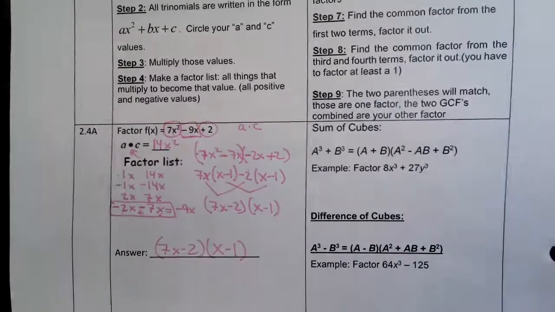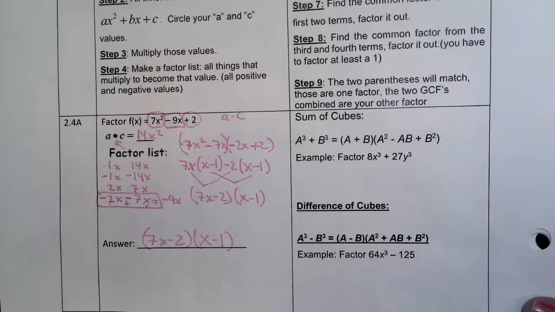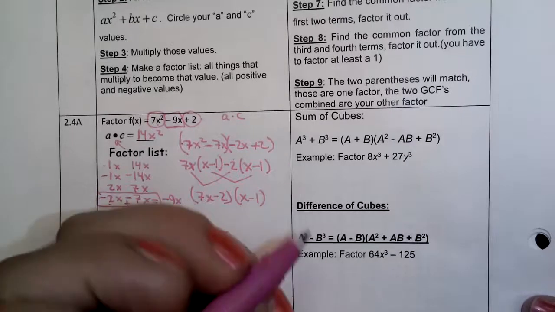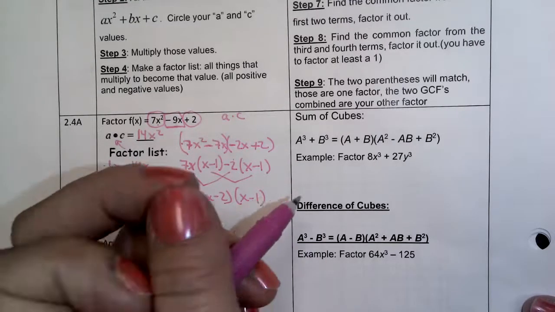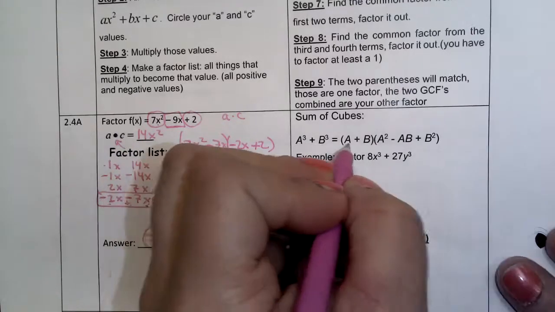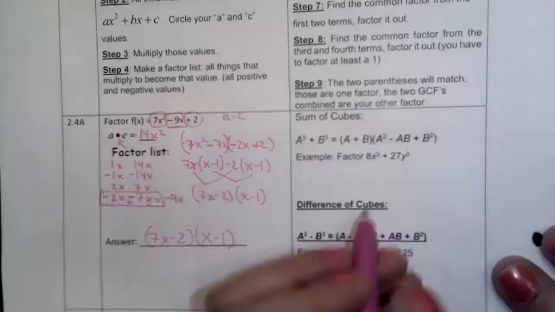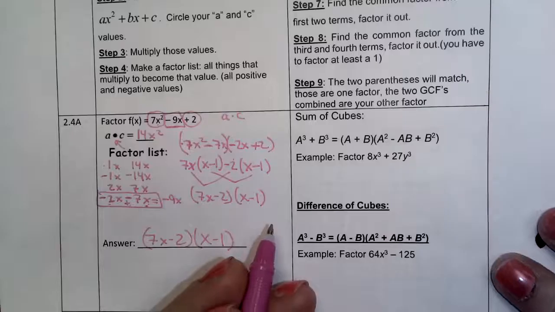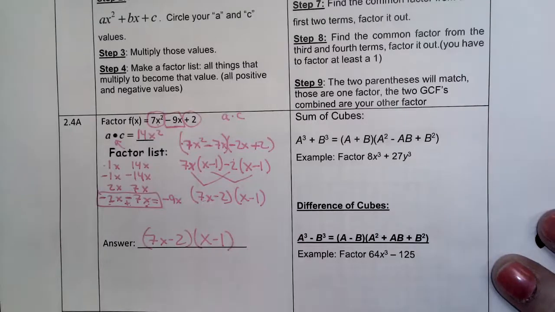So sum of cubes and difference of cubes, you need to memorize these formulas also. Pretty similar to the difference of squares, except whereas we have an a cubed and a b cubed, and we have to find an a and a b. But then the formulas are a little bit different. So make sure that you write these down and memorize them.